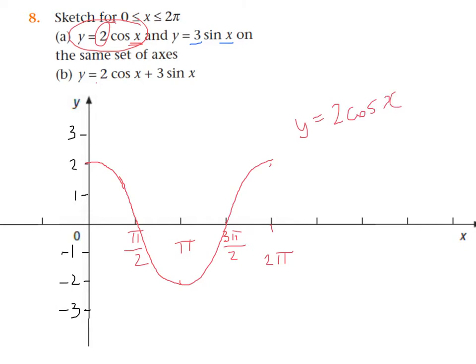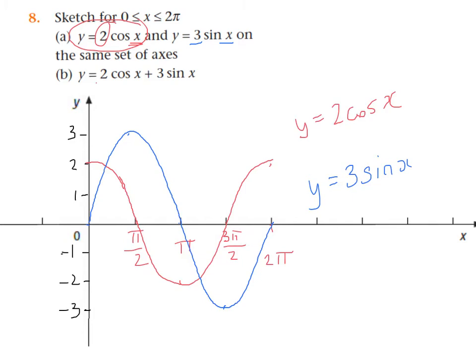Let's draw in blue, y equals 3 sine x. So amplitude 3, we're starting at 0, sine of 0 is 0. Going up to 3, down to 0, down to negative 3, and back to 2 pi there is 0. That one was a lot better. So that's y equals 3 sine x.